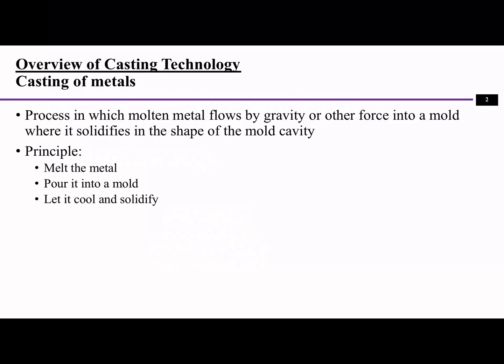All right, so today we're gonna talk mainly about casting or shaping of the metals. Metal casting is a process in which the molten metal flows by gravity or some other force, for example, a piston, and is pushed into a mold where it solidifies in the shape of the mold cavity. So basically, first we melt metal, then pour it into the mold, and then let it cool down and solidify to the shape of the cavity. So the process is similar to plastic injection molding.